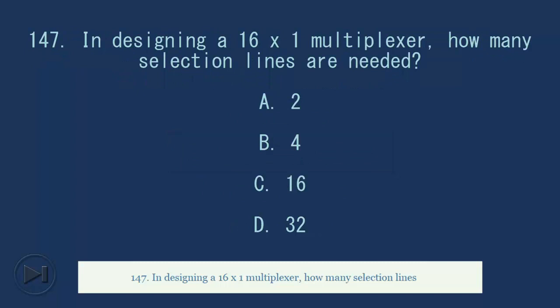147. In designing a 16x1 multiplexer, how many selection lines are needed? A. 2, B. 4, C. 16, D. 32. Answer: B. 4.